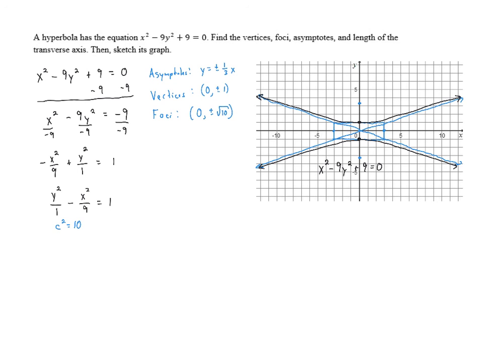Those are our foci. And then the last thing we need is the transverse axis length. We know that that's just the distance between the vertices, which in this case is 2. So these are the attributes that we were asked to find, and we also have the graph, and we are good to go.